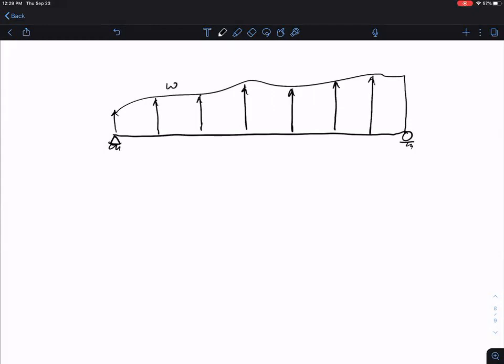Our distributed load is defined by omega of x. And then we also have a series of point loads that we'll define as F1, F2, F3, and also some point moments, or concentrated moments, that we'll define as M1 and M2.